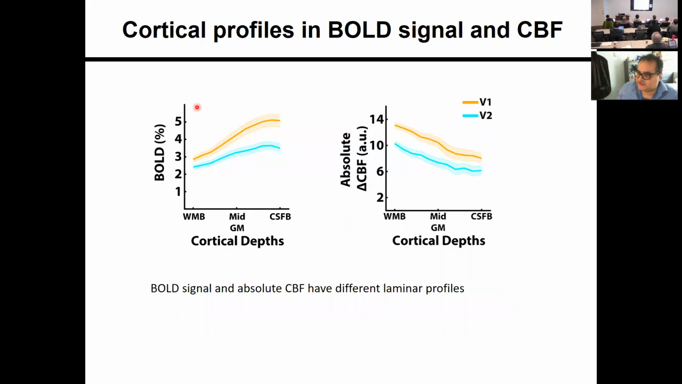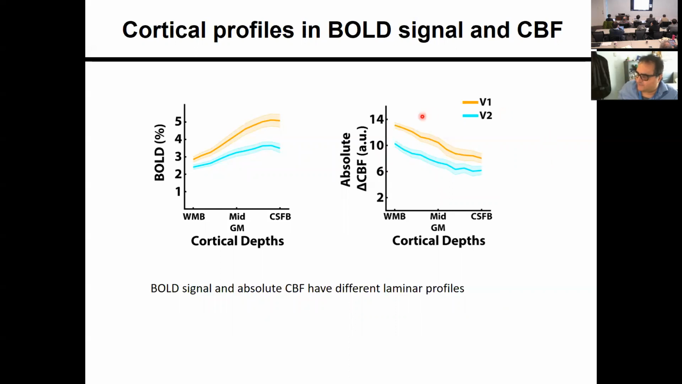What you see here is the profile, white matter to CSF, for two different areas, V1 and V2. White matter is on the left, CSF is on the right. You see the standard increase of the BOLD activation. To our surprise, the blood flow actually was larger in the bottom layers than in the surface layers. Now, the question was: is this increase towards the surface consistent with the decrease of activation using blood flow?